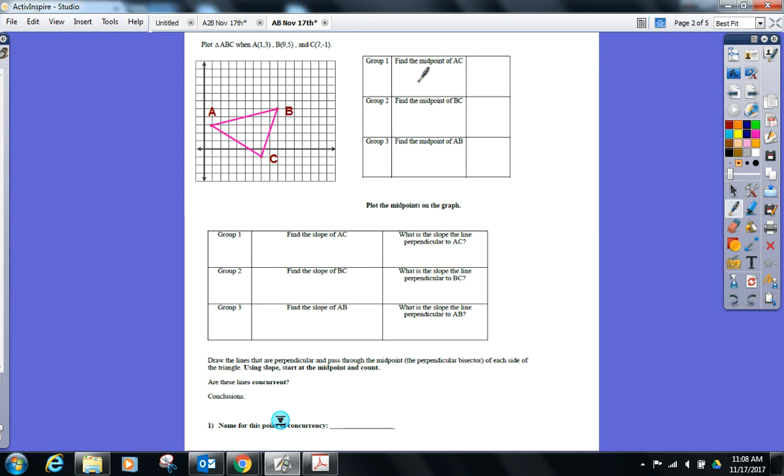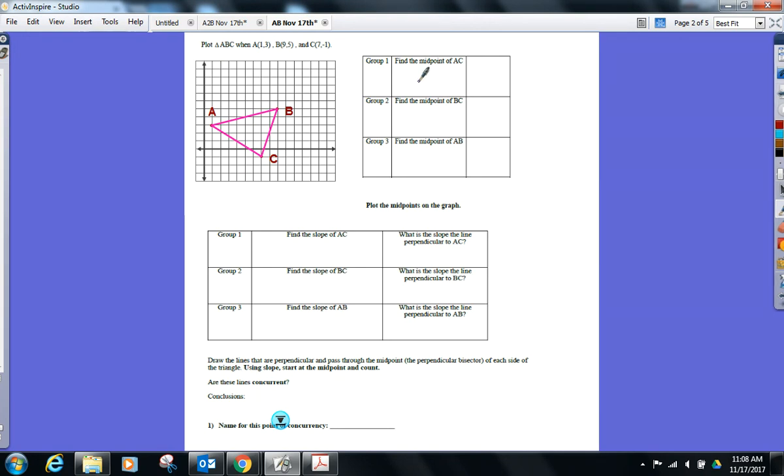Group 1, you guys got the midpoint of AC only. Group 2 in the middle, you have the midpoint of BC. And then group 3, you guys have the midpoint of AB only, please. All right, go ahead. It should take you about a minute. Find the midpoint. Again, somebody look it up, or if somebody knows it, tell your group members. Midpoint formula. Find the midpoint of each of your sides.